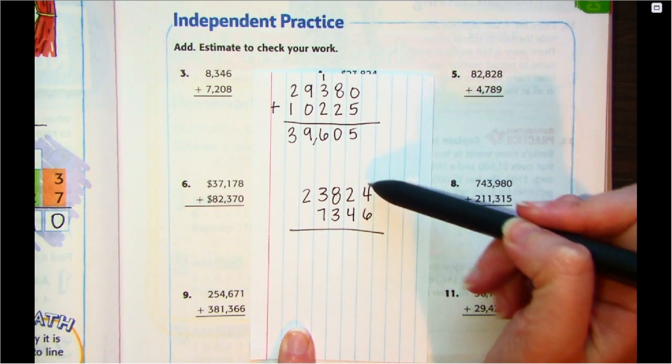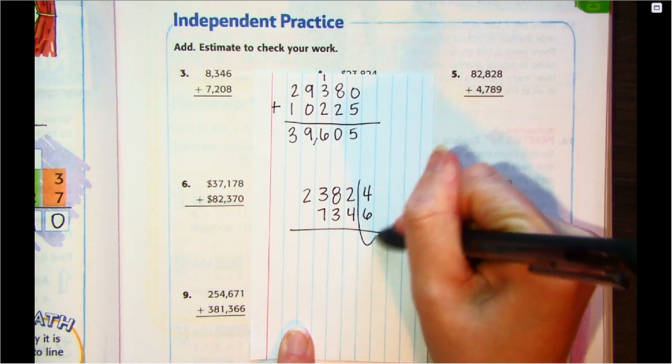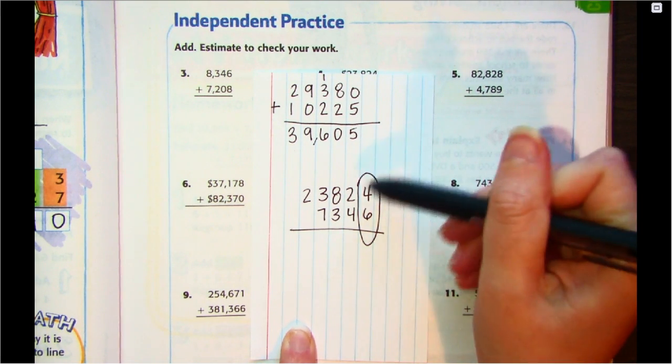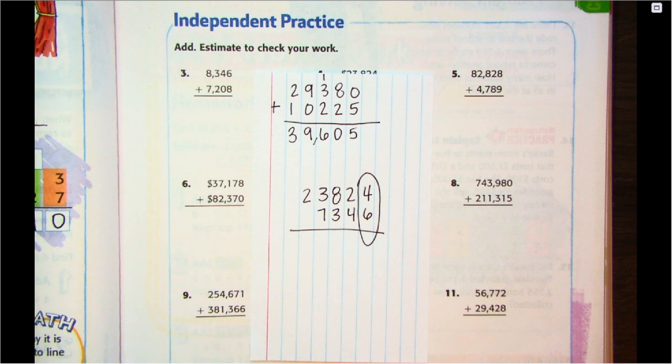So just know that there should be 2 numbers in the ones column. That's kind of how you can check yourself to make sure that you wrote it correctly. So remember to add the ones first, make sure that your numbers are lined up properly, and don't forget to carry numbers when they can't fit under the number line.